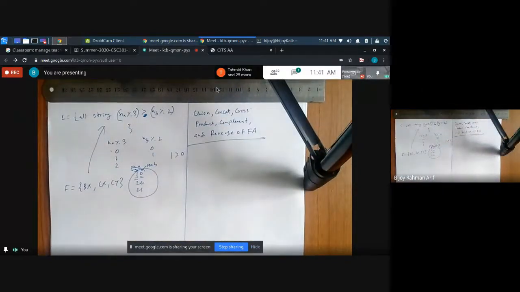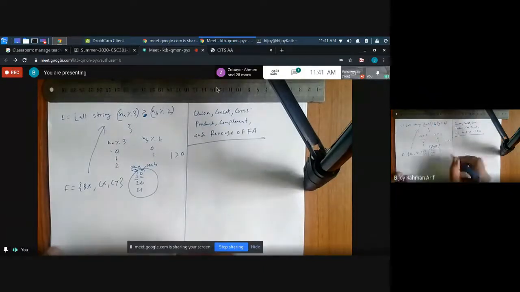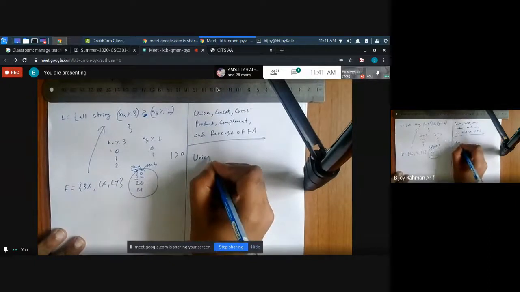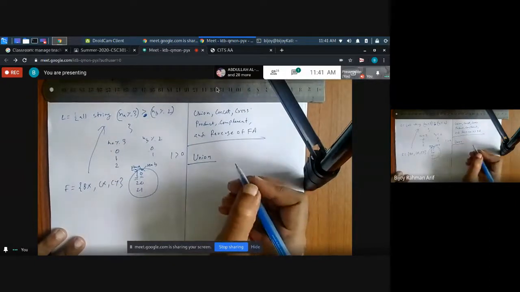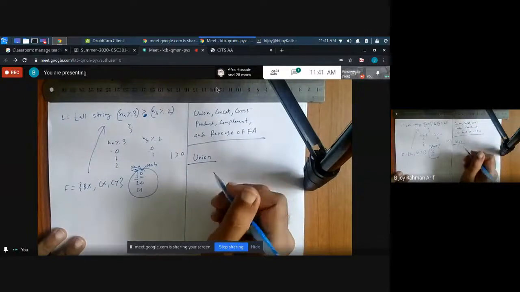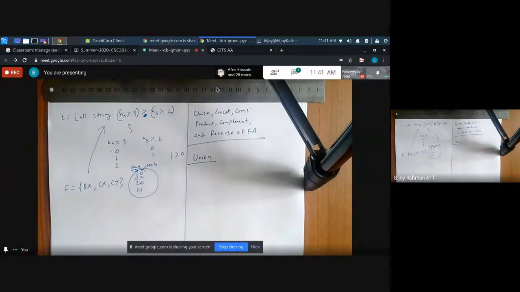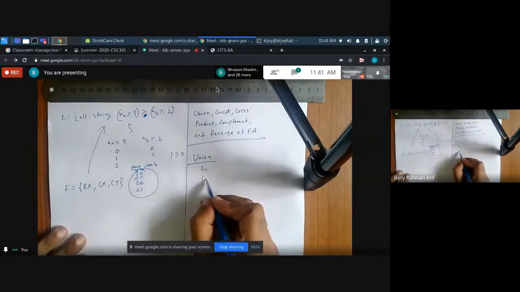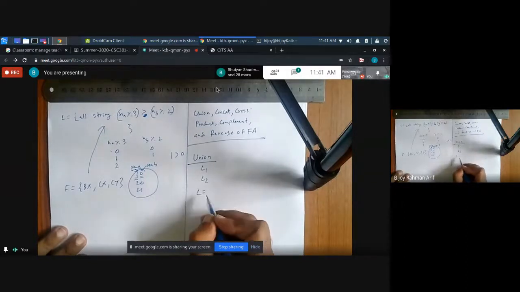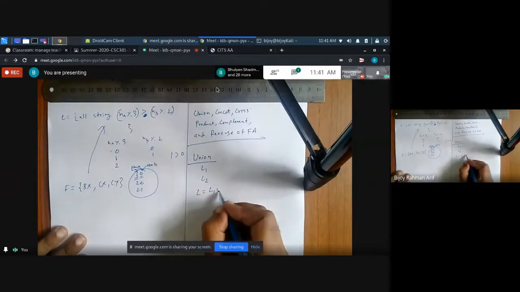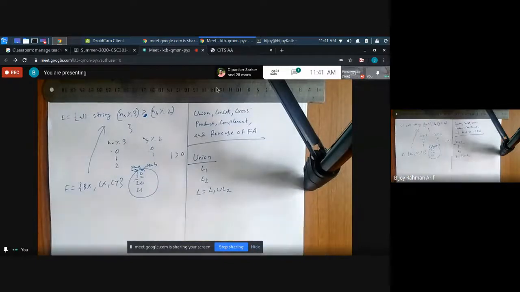Now we are going to union two finite automata. We are going to concat two finite automata. We are going to cross product two finite automata. We are going to complement finite automata, and we are going to reverse finite automata. Okay. So let's start with union. So what is union? If my language is L1, my language is L2, then my language of union is L1 union L2. What would be the effect in finite automata in this operation?